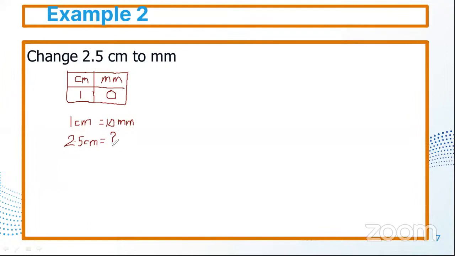This is where they told us that when we are changing from centimeters to millimeters, we multiply. So here we shall say 2.5, let's multiply it by 10, like this. It will give us millimeters.